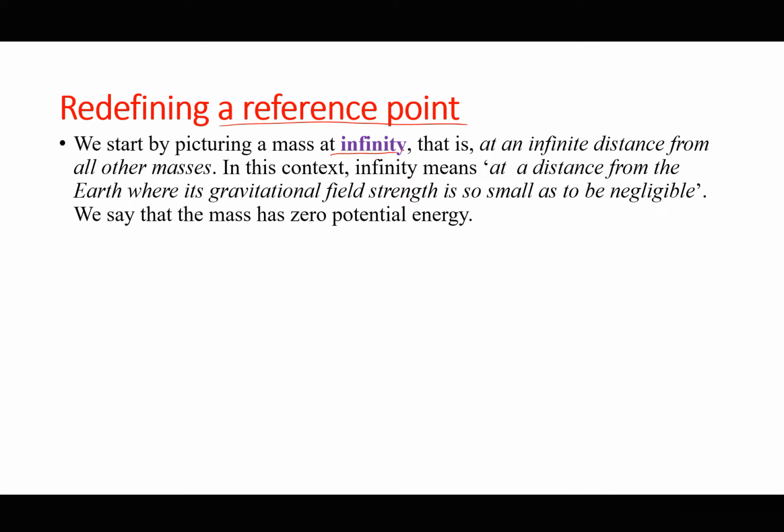So when an object is at infinity, we are saying that the gravitational field strength is so small that it can be neglected. And if the gravitational field strength g is approximately zero, then the force of attraction on that object due to the other mass is also zero, which makes the potential energy approximately zero. So we are saying the gravitational potential energy at infinity is going to be zero.